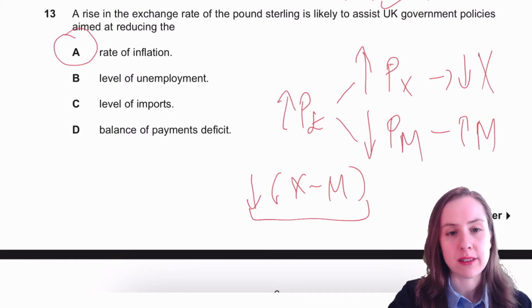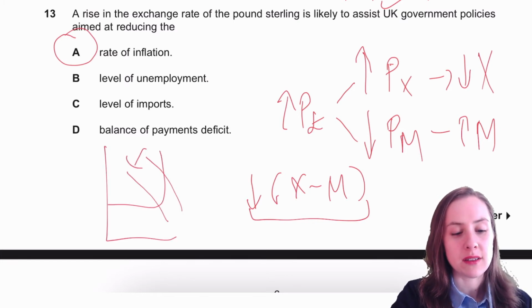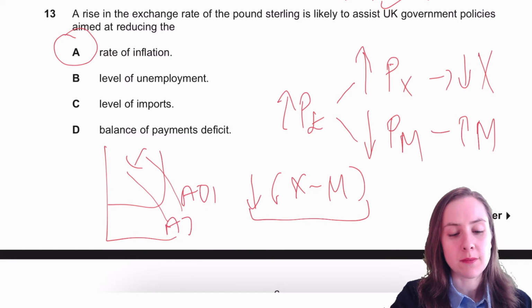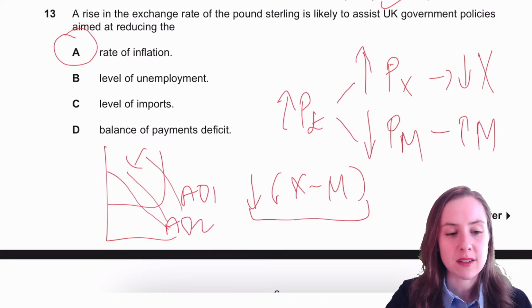So if you want to reduce inflation, one of the ways you want to do this is by decreasing your AD from AD1 to AD2. And if the pound is depreciating, it will just cause another shift in AD. So that's a really good win to decrease inflation.